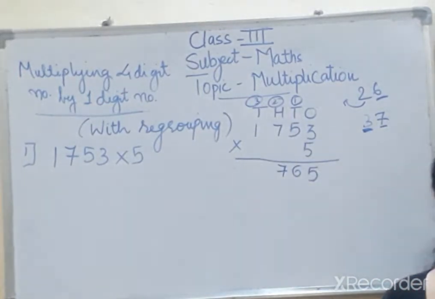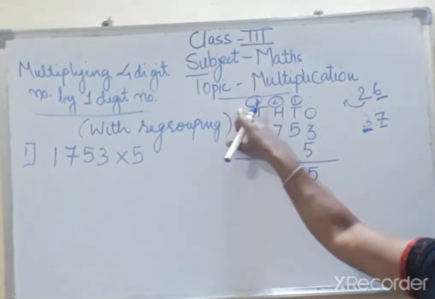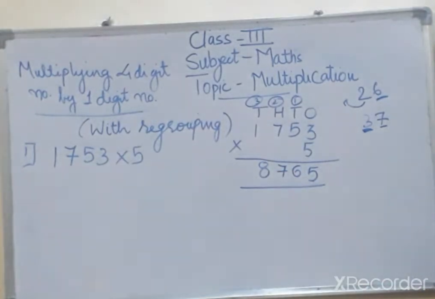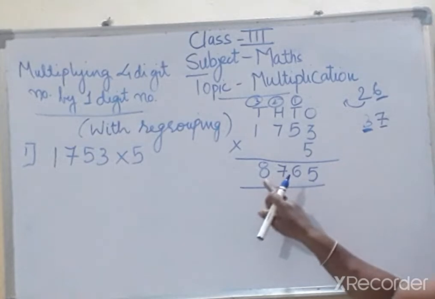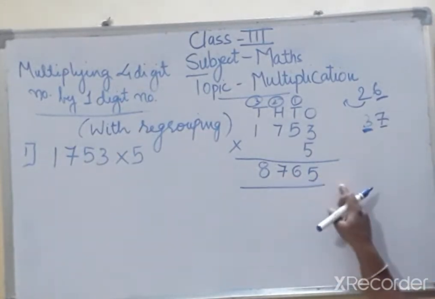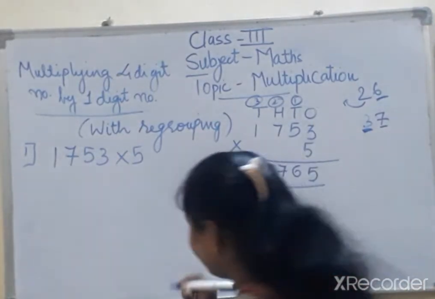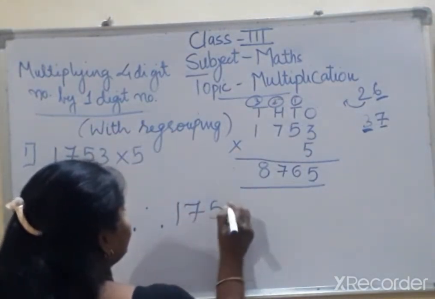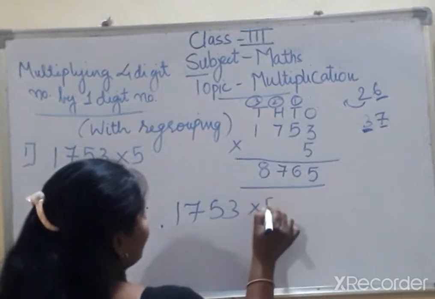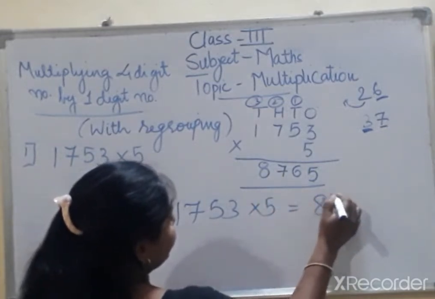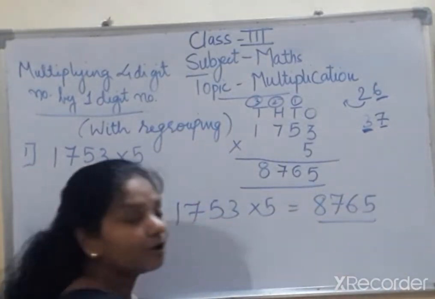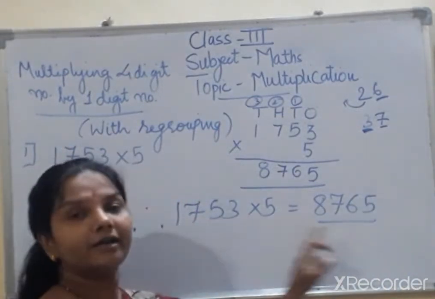5 ones are. What is 5 ones are? 5. And the 3 which we have carried, it is 8. So in this way we got the final answer, that is 8765. Therefore we can write down that 1753 multiplied by 5 gives you the answer 8765. This is the product of both the numbers.